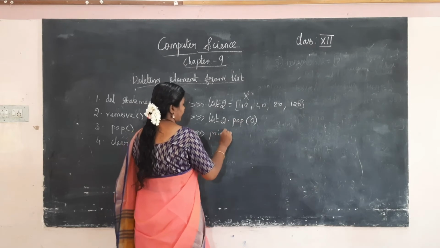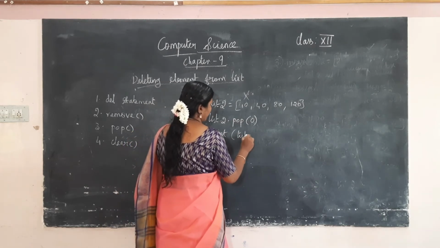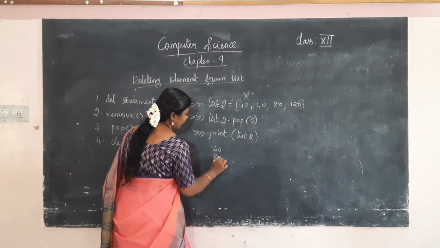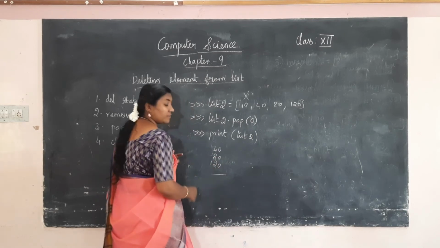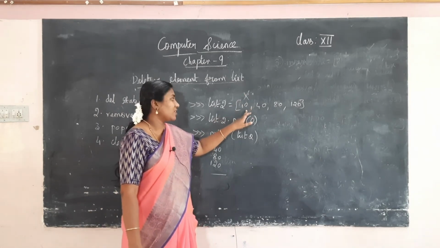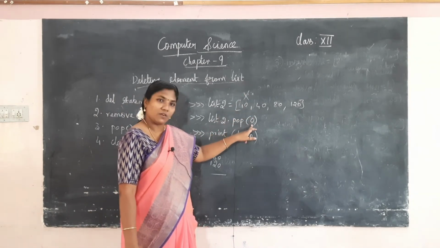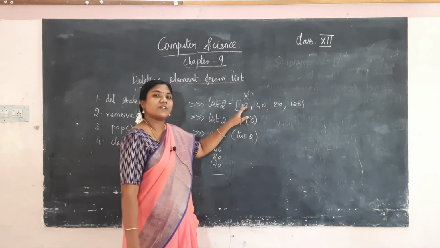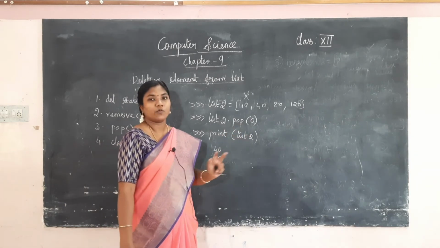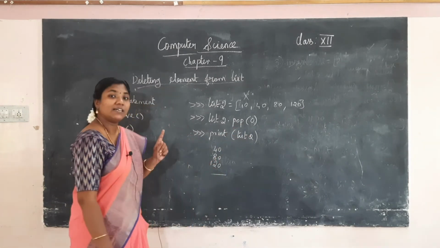Print list 2. So what will be my value? 40, 80 and 120. Because I have deleted the element which was in the index value 0. Clear? So the index starts from 0, so I have deleted only one element. So using pop you can delete only one element from the list.